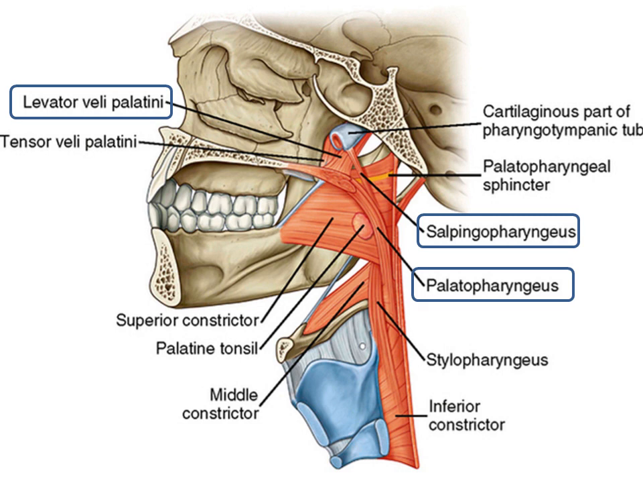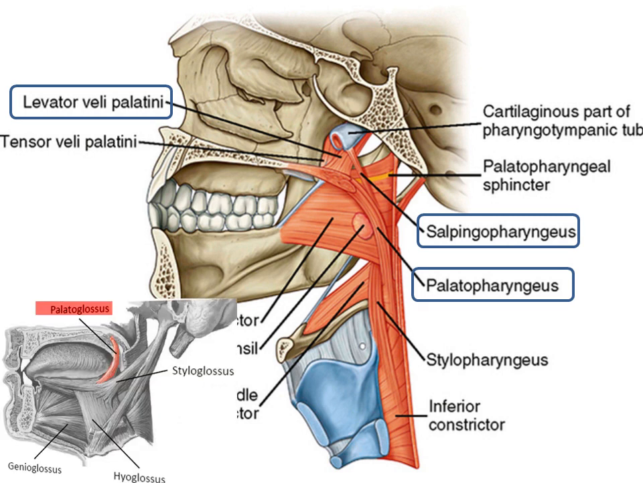The muscles of the palate are levator veli palatini, palatopharyngeus, palatoglossus, and uvula. So we have four muscles here: levator veli palatini, palatopharyngeus, palatoglossus, and uvula, which is not shown in the picture. These four muscles of the palate are supplied by the vagus nerve, while tensor veli palatini, the fifth muscle of the palate, is supplied by the mandibular branch of the trigeminal nerve.